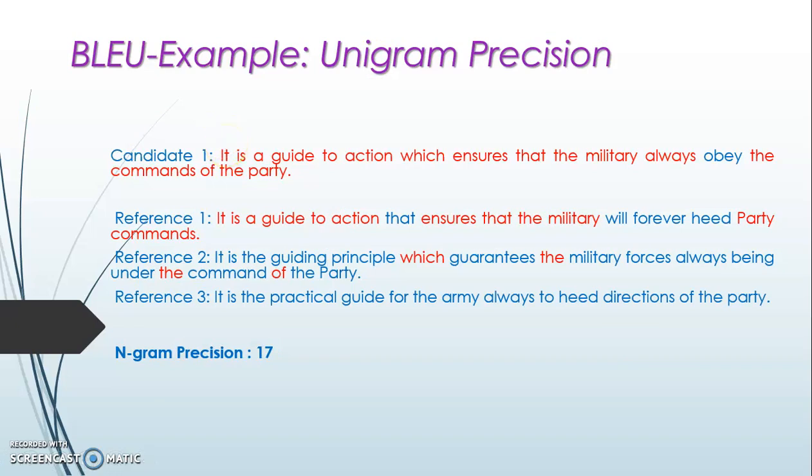Candidate 1 shares many words and phrases with these 3 references. We observe that candidate 1 shares "it is a guide to action" with reference 1, "which" with reference 2, "ensures that the military" with reference 1, "always" with references 2 and 3, "commands" with reference 1, and finally "of the party" with reference 2. So we see that the n-gram precision is 17. Here n-gram precision is the total number of words that are matched with the references.